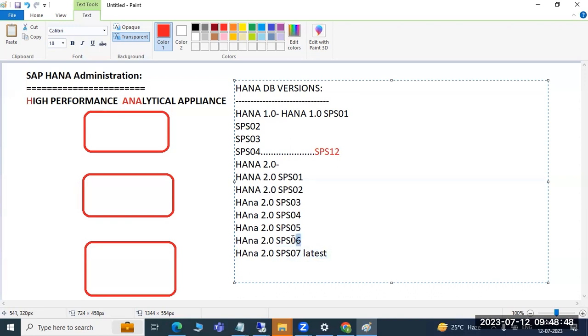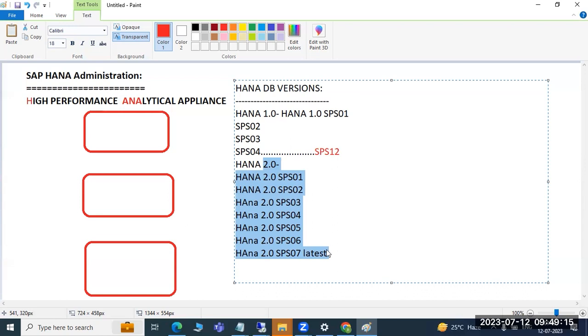Previously we had 06. Now SPS 07, then 05, 4, 3, 2, 1, like that. All these HANA versions are in place in HANA systems now, and SAP is supporting these versions. These are the versions we have in the HANA database, in HANA 1.0 and 2.0.